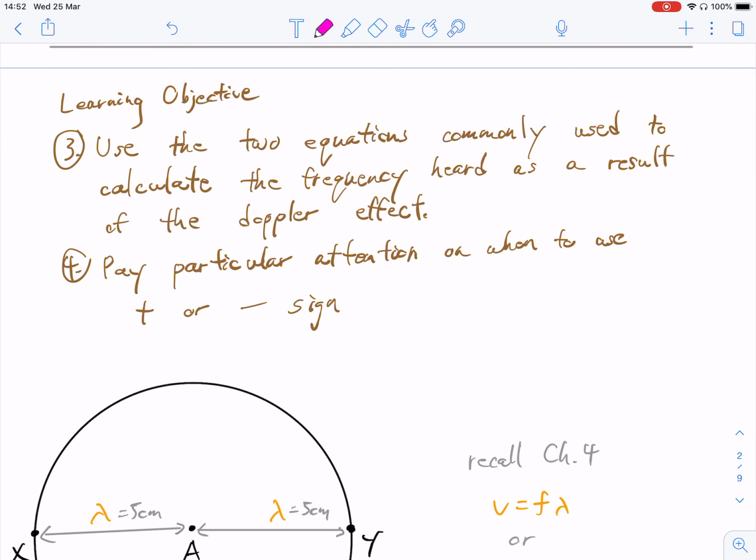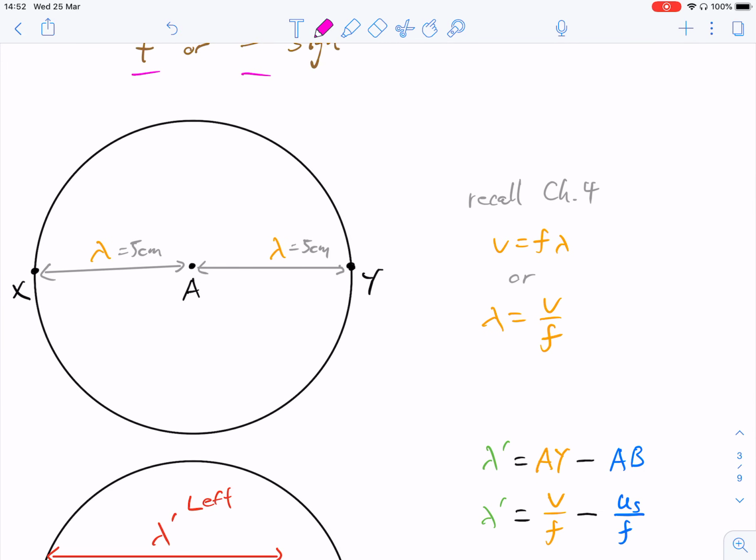Okay, next up are learning objectives 3 and 4. Use two equations commonly used to calculate the frequency heard as a result of the Doppler effect, and pay attention to plus and minus signs. So you'll recall from chapter 4 that I just wrote this formula down, v equals f lambda. We can, of course, rearrange that as lambda equals v over f.